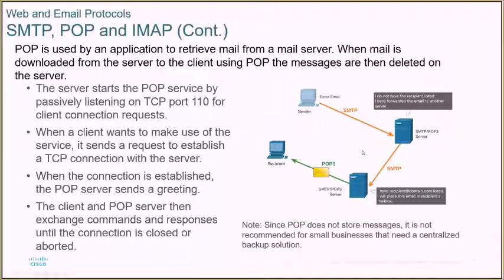Okay, POP is used by an application to retrieve mail from a mail server. When mail is downloaded from the server to the client using POP, the messages are then deleted on the server. The server starts the POP service by passively listening on port 110. When a client wants to make use of the service, it sends a request to the established TCP connection with the server. The connection is established, and the POP server sends a greeting. The client and POP server then exchange commands and responses until the connection is closed or aborted. Since POP does not store messages, it is not recommended for small businesses that need a centralized backup solution.